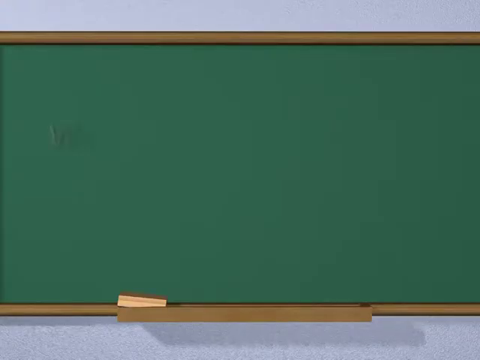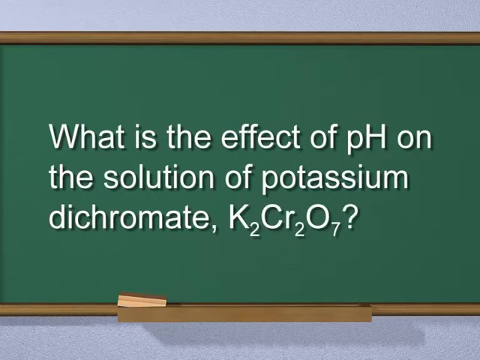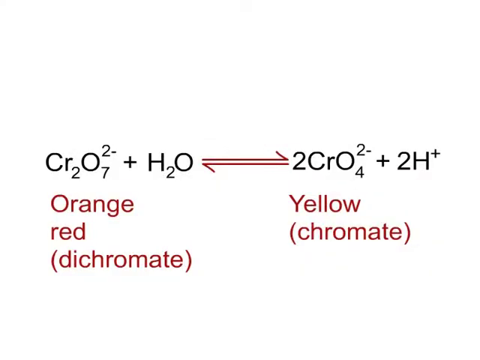Next question is, what is the effect of pH on the solution of potassium dichromate or K2Cr2O7? The answer is, in acidic medium, pH of the solution decreases and equilibrium shifts backwards. The color of the solution is orange-red due to the presence of dichromate ions. In basic medium, pH of the solution increases and equilibrium shifts forward. The color of the solution is yellow due to the presence of chromate ions.